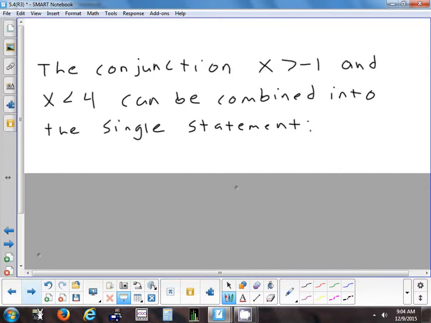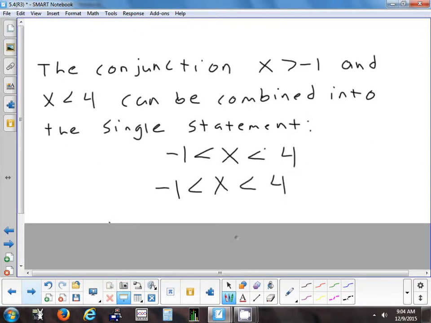Okay, what we do is we take our letter and we're going to put it right in the middle. What's our letter here? X. We're going to put the smaller number on the left and the bigger number on the right. What's the smaller number here? What's the bigger number? 4. And then both our signs are going to point towards the smaller number.